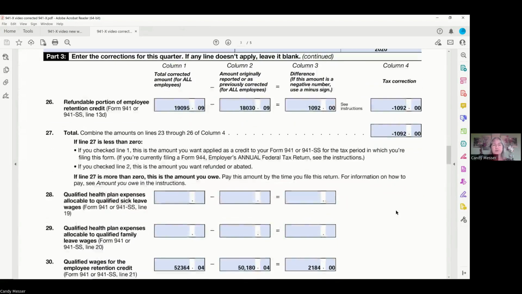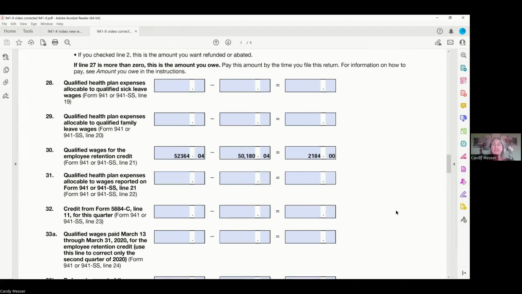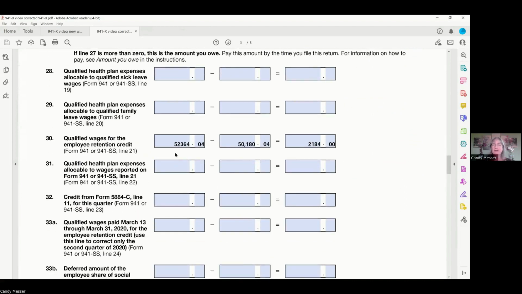You also must put the qualified wages and the difference. So here again, the new amount is $52,364.04. The original amount filed was $50,180.04, for the difference of $21.84.